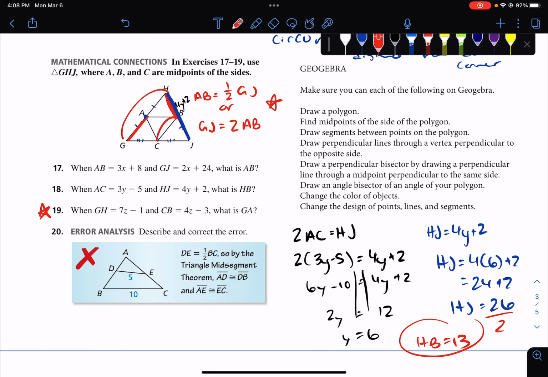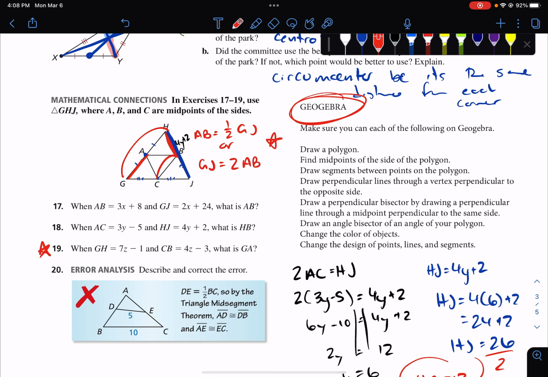All right, last part of the test review is done on GeoGebra, okay? Make sure you can do the following. Make sure you can draw a polygon, find the midpoints, draw segments between the midpoints and the corners, draw perpendicular lines through the vertex and opposite sides, draw perpendicular bisectors through the midpoints. You need to be able to draw angle bisectors and change colors of objects and change the designs and thicknesses of lines and points and names.